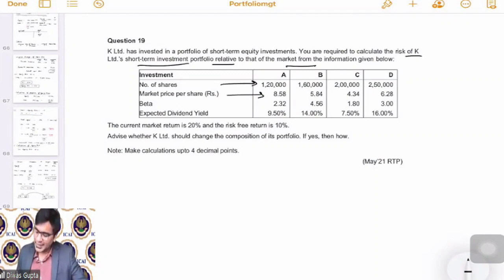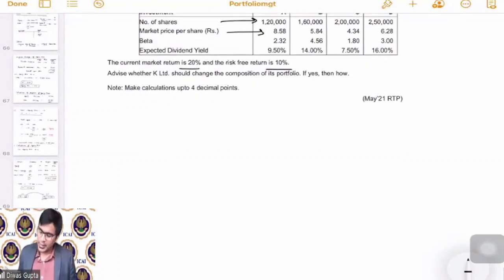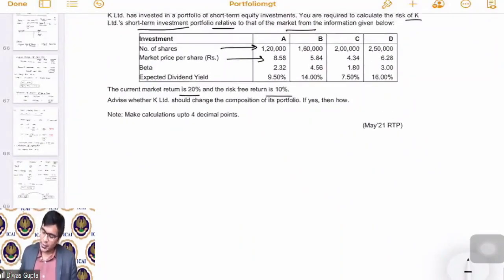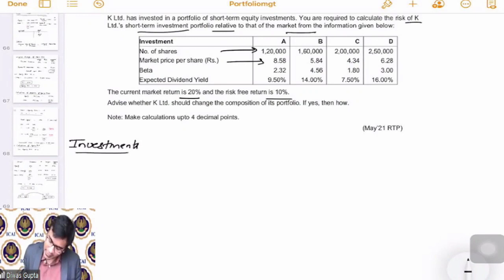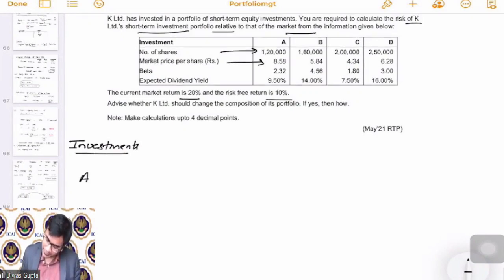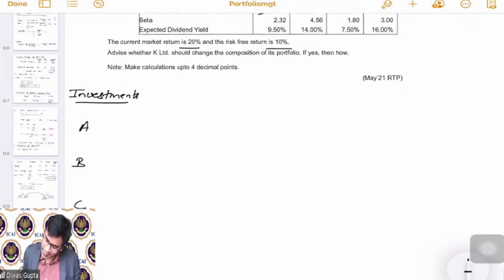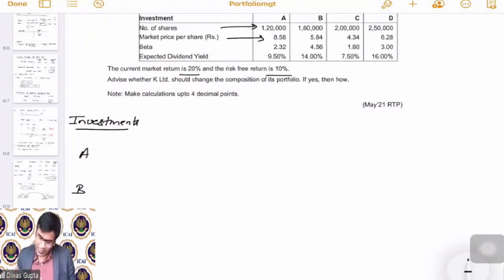So this is again the same question. We have to use the market price multiplied by the number of shares as the weights. The current market return is 20% and the risk-free rate is 10%. Now first of all, we have to calculate the portfolio beta. For that, we need to calculate the weights first. So I am putting the investments A, B, C and D. There are 4 investments.